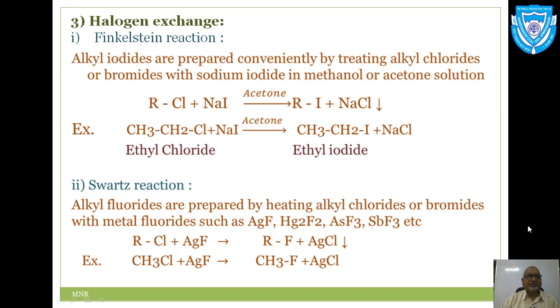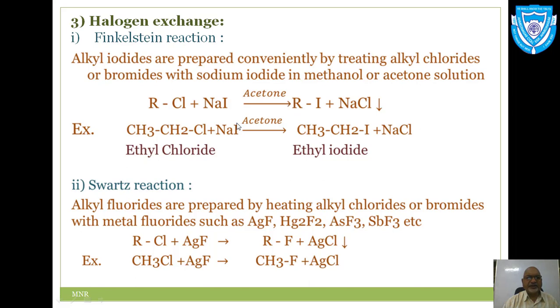In this method, alkyl iodides are prepared conveniently by treating either alkyl chlorides or alkyl bromides with sodium iodide in methanol or acetone solution. If you see here, RCl, which is alkyl chloride, treated with sodium iodide in acetone gives you alkyl iodide and sodium chloride as a byproduct. Example, if you take ethyl chloride and treat it with sodium iodide in acetone, you get ethyl iodide and sodium chloride.